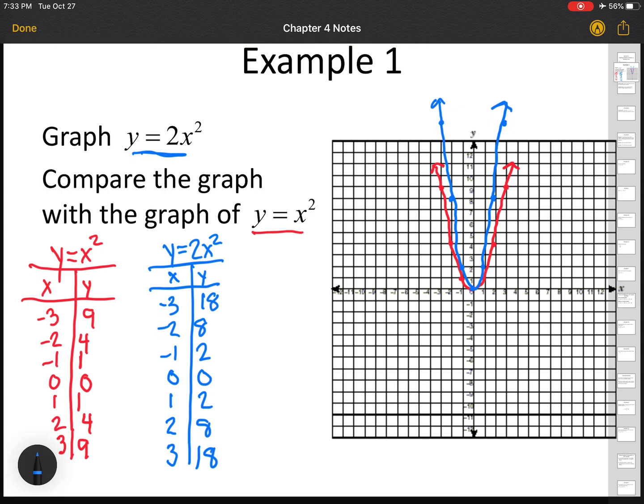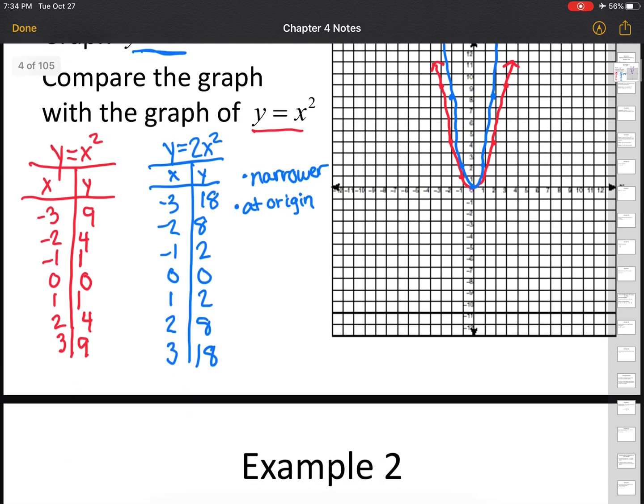So now if we compare these, comparing it from the red to the blue, this one is narrower. And they are both positioned at the origin and not really translated left, right, up, or down any. So here are our graphs of these two quadratic equations.